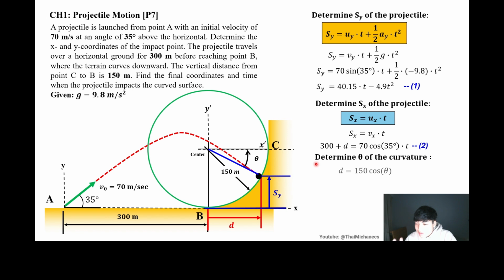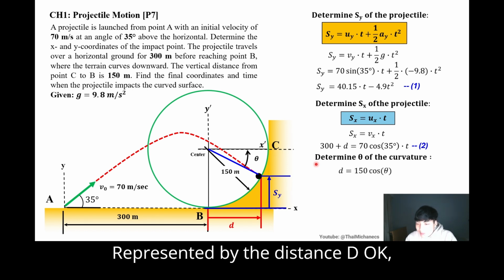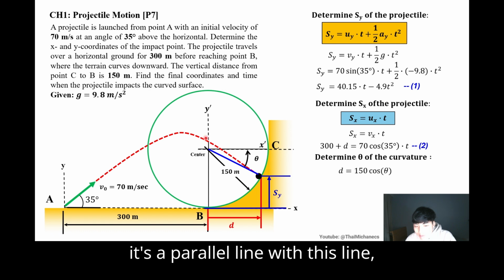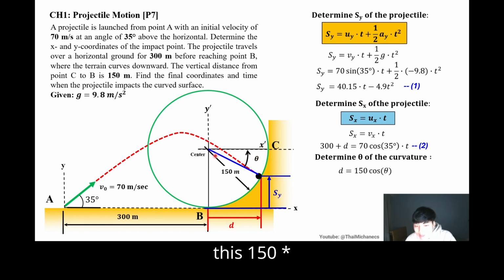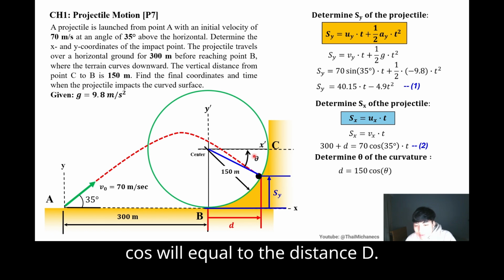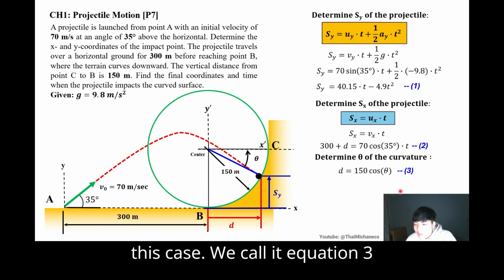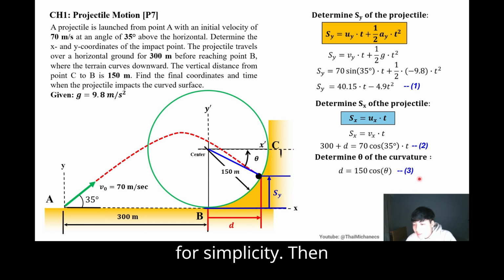So theta will be represented by the distance d. Here d is a parallel line with this line, right? So that means 150 times cos theta will equal the distance d. That's why this expression is valid in this case. We call it equation 3 for simplicity.